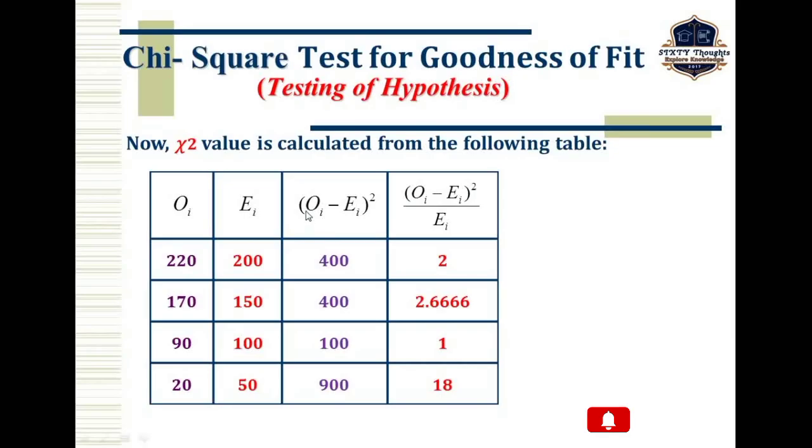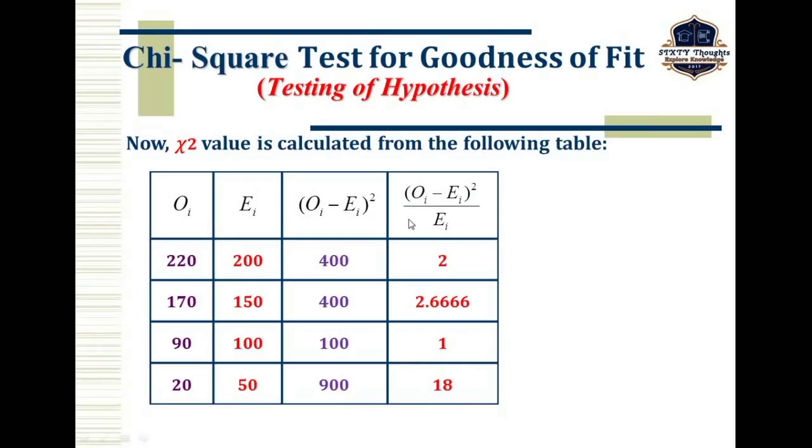So how to find the next one? Observed value minus expected value whole square. Subtracting 220 minus 200, we get 20, and 20 square is 400. Likewise, we get the remaining values. Next, we find the term of the chi-square value by dividing the third column by the second column. 400 by 200, we get 2. 400 by 150, 2.6666. 100 by 100, 1. 900 by 50, you get 18.